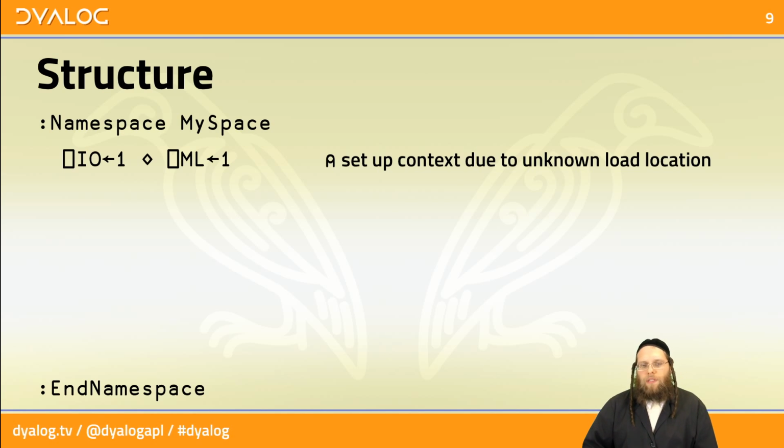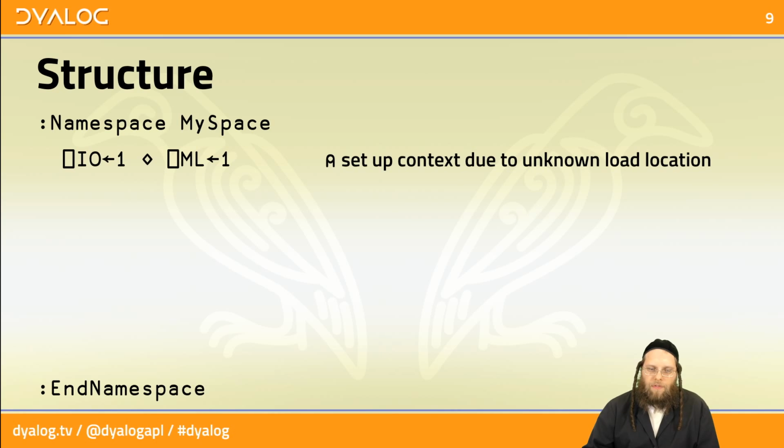And it's important that this namespace sets up its context, usually quad.io and quad.ml. And that's because we can't know where the user command will be loaded into and called from. And if you do not specify these system variables, then the namespace will inherit the values of whatever place they're being loaded into, and that might not fit with your code. So you should always specify the things that your code depends on.